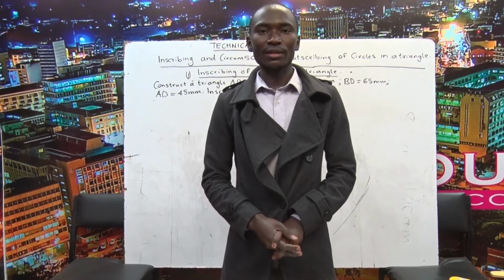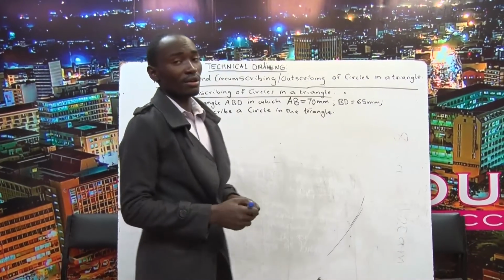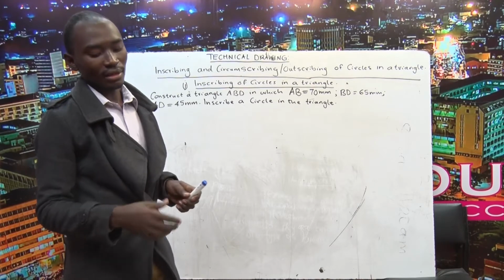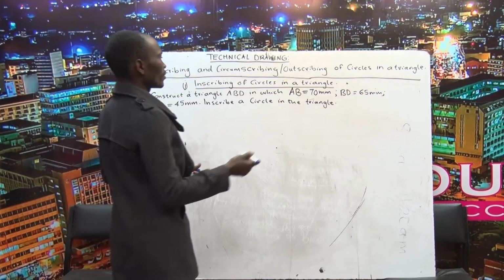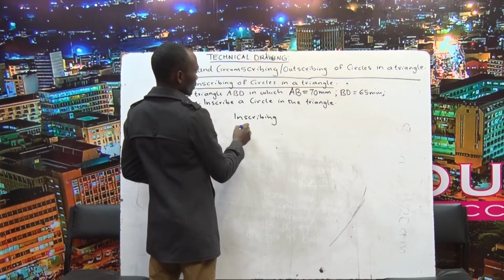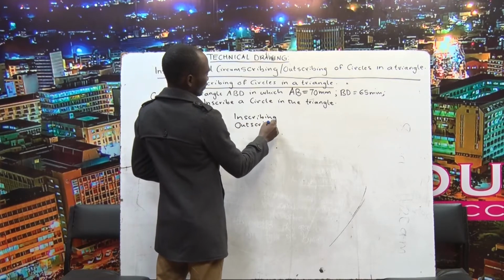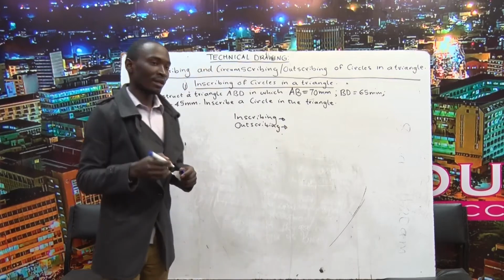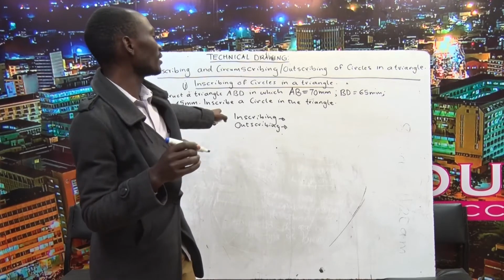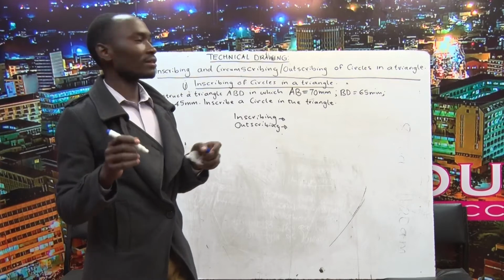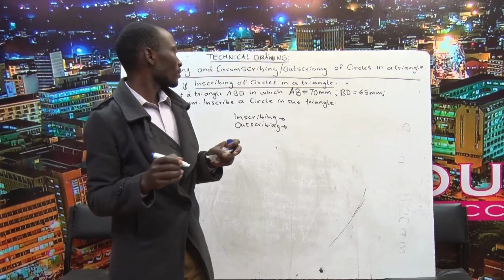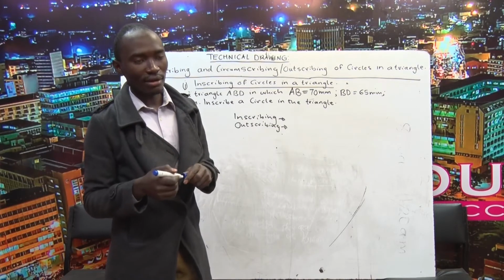Today we are going to discuss inscribing and outscribing of circles: inscribing a circle inside a triangle, and outscribing a circle outside the apexes of a triangle. So what is inscribing and what is outscribing generally?